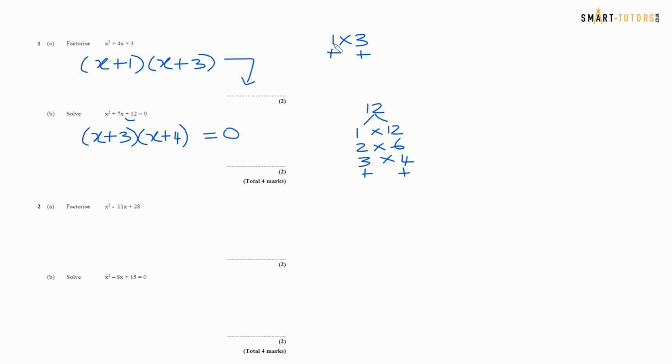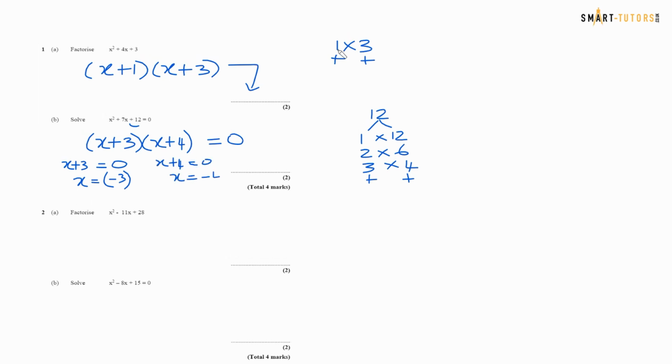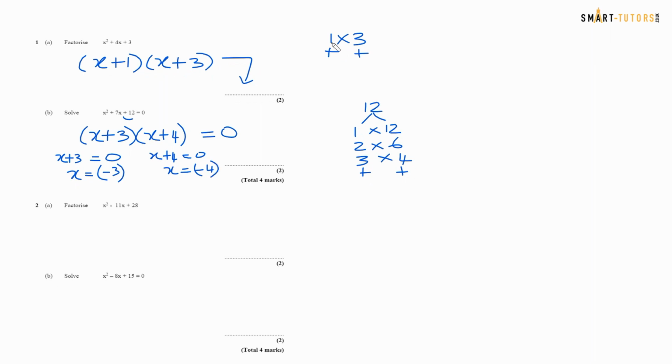Now solve means you need to find the answer for x. So x plus 3 can be 0, so the x answer is minus 3. x plus 4 can be 0, so the x answer can be minus 4. So the answer for the second question, B part, is minus 3 or minus 4.